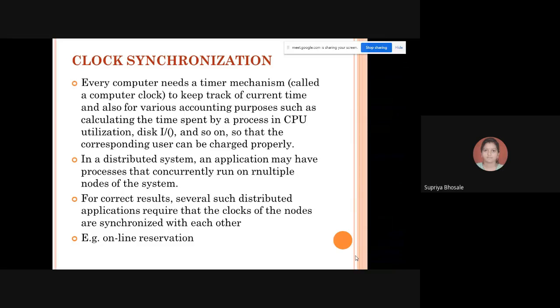Why so? Suppose, for example, I am trying to book, say, any air or railway booking, at 1:30 from, say, Mumbai to Delhi. At the same time, suppose anyone else also tries to book the same ticket from some other location. So even within a fraction of a second, your ticket should get booked.